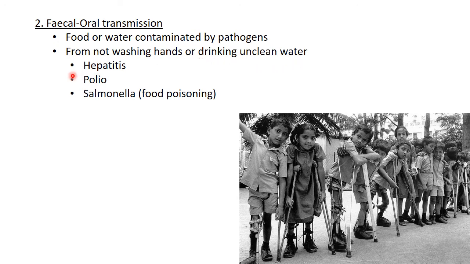So diseases spread this way can include hepatitis, which causes damage to the liver, polio, which is eradicated in Australia but is still actually a very big problem worldwide, and all these poor kiddos have been infected by polio, and it's affected the nerves of different parts of their body. It's a huge problem. Now, another example is salmonella. So food poisoning can be spread by the fecal-oral transmission.